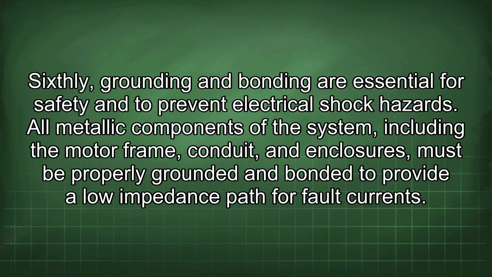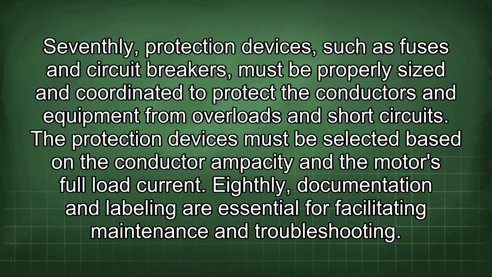Sixthly, grounding and bonding are essential for safety and to prevent electrical shock hazards. All metallic components of the system, including the motor frame, conduit, and enclosures, must be properly grounded and bonded to provide a low impedance path for fault currents. Seventhly, protection devices, such as fuses and circuit breakers, must be properly sized and coordinated to protect the conductors and equipment from overloads and short circuits.